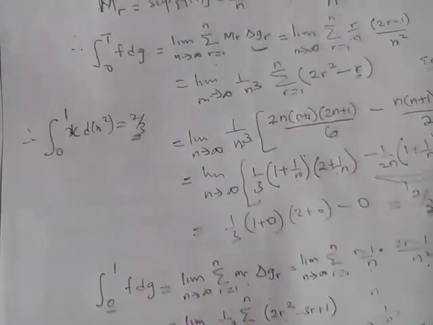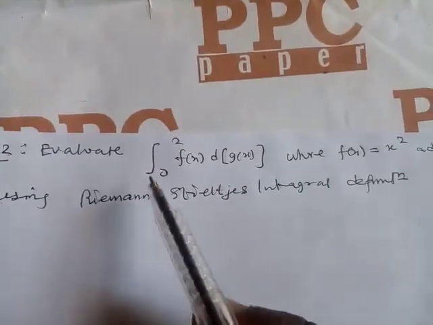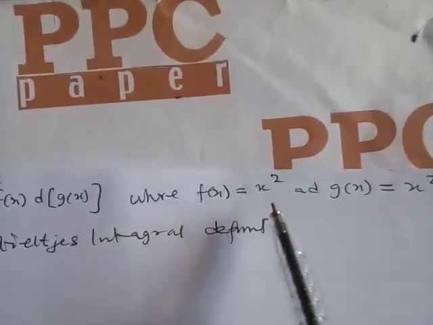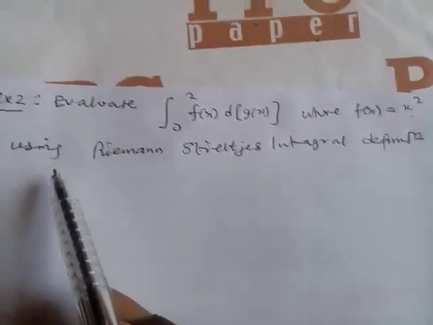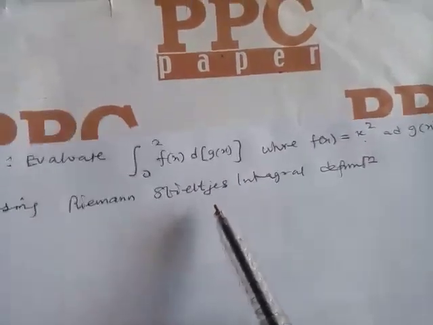So let's take another example on this. So I have another question here. Evaluate this integral of f of s dg, where f of s is s squared, g of s is s squared, using Riemann Stieltjes integral definition.